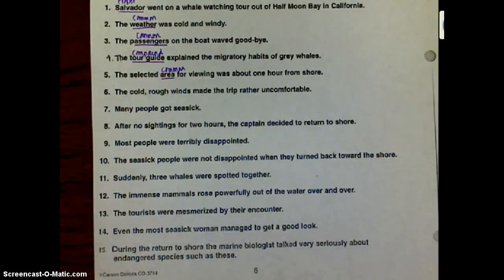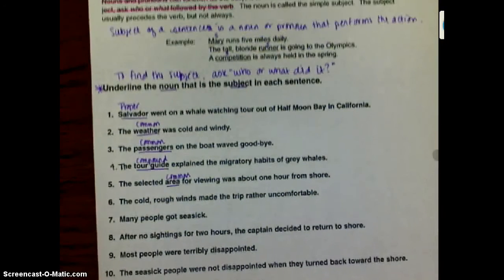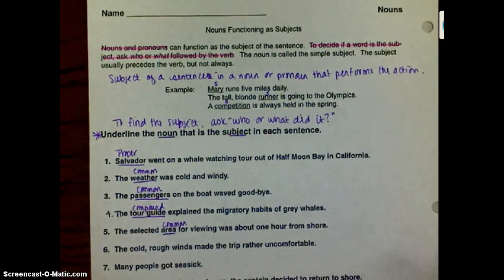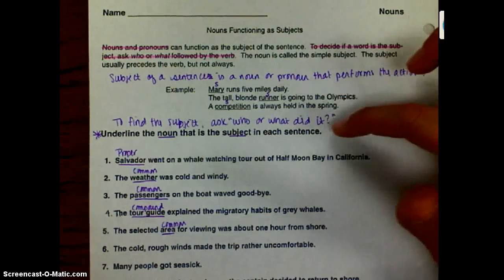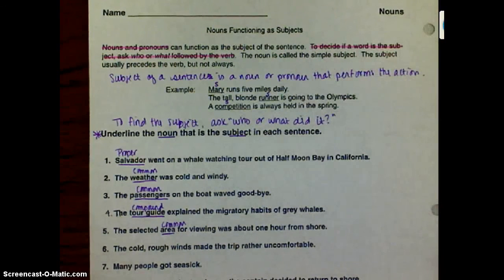So ladies and gentlemen, when you are done, make sure you go through and look at any questions you might have. Make sure you have labeled on your paper the subject of the sentence, you've underlined it, and you have labeled what it is, if it's common, proper, compound, or possessive. And make sure, ladies and gentlemen, that you have highlighted and written down the 2 statements that I wrote down. If you have any questions, make sure you ask.